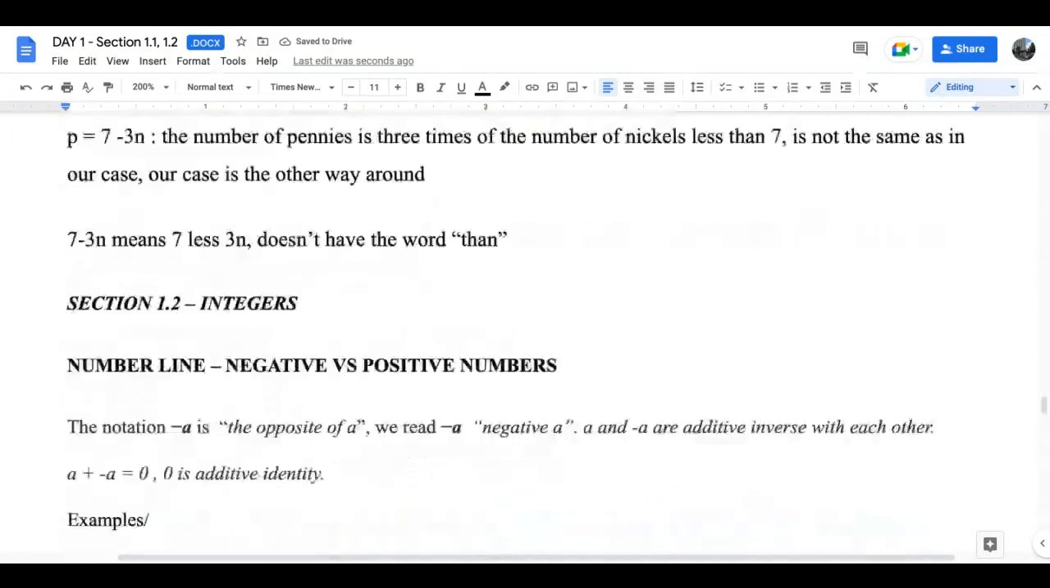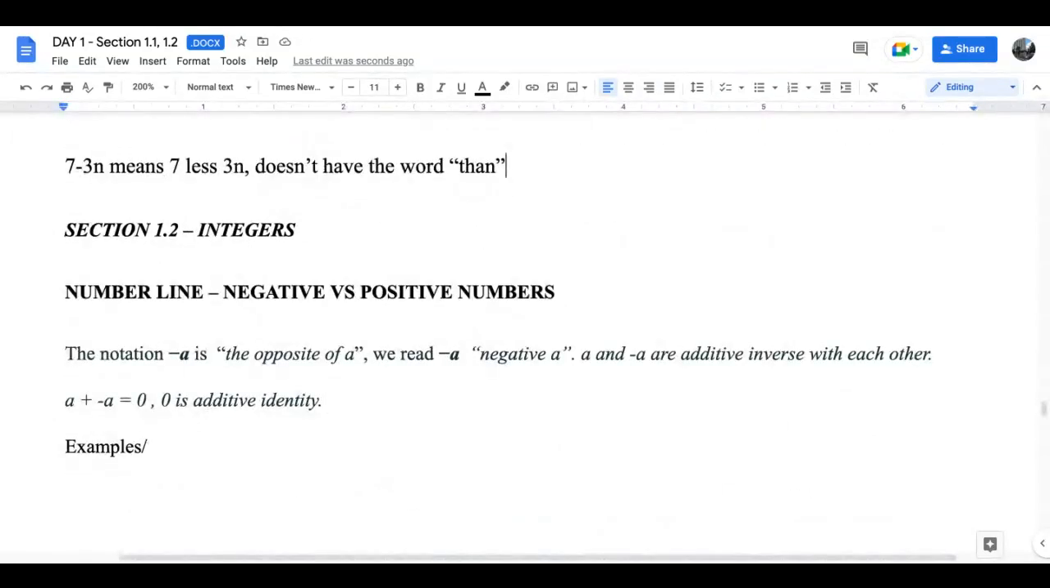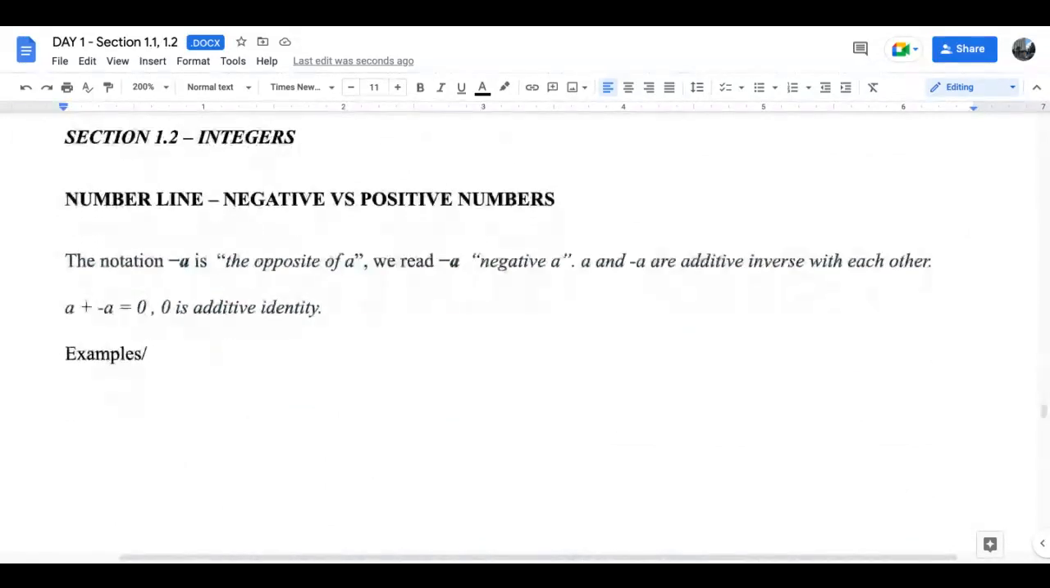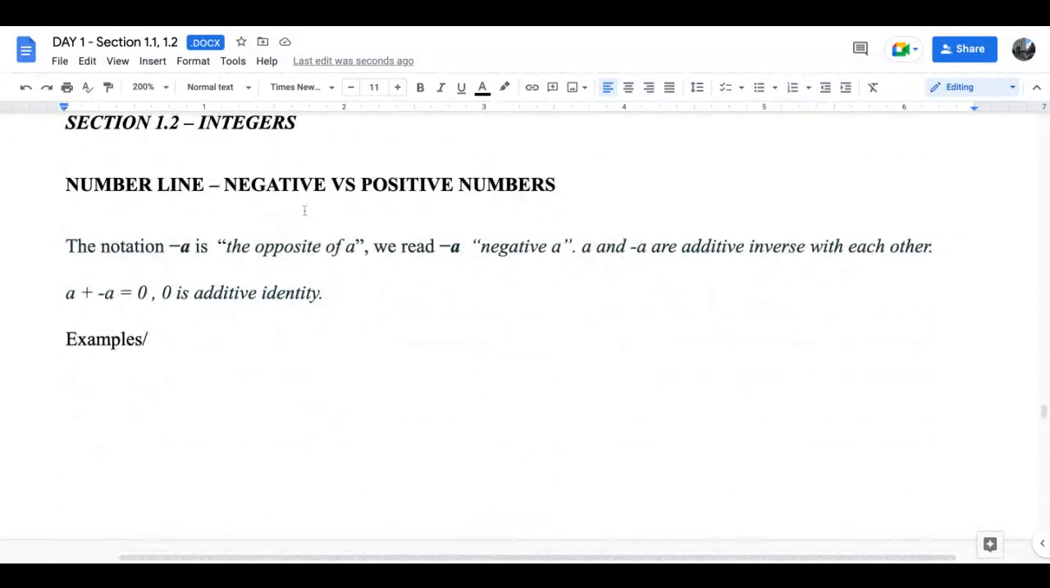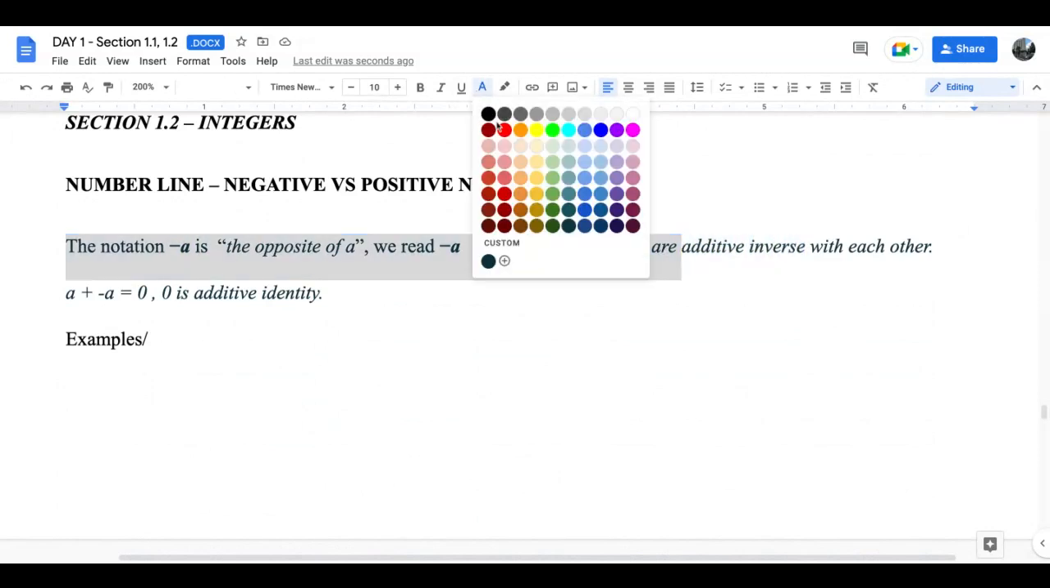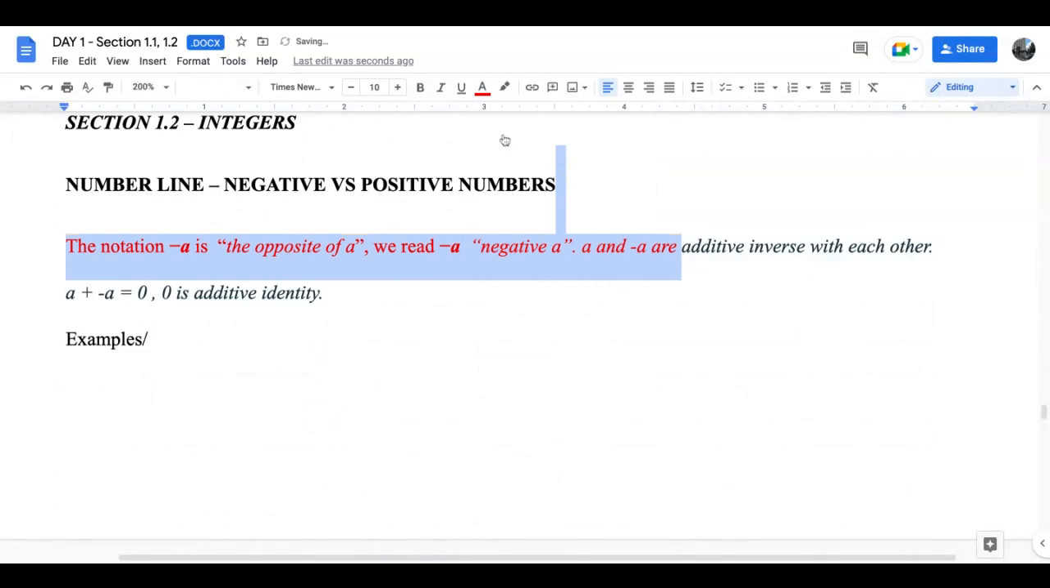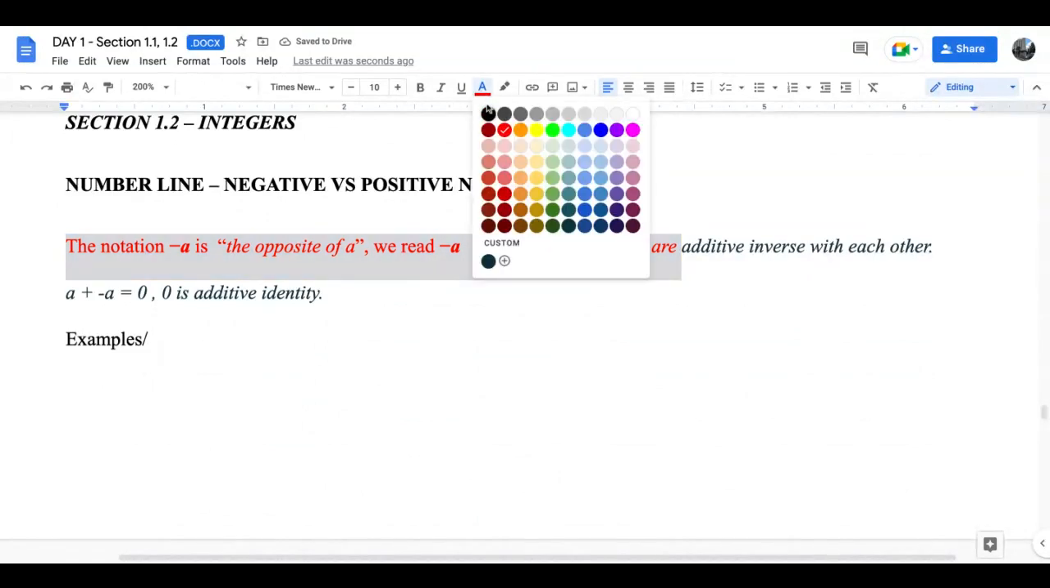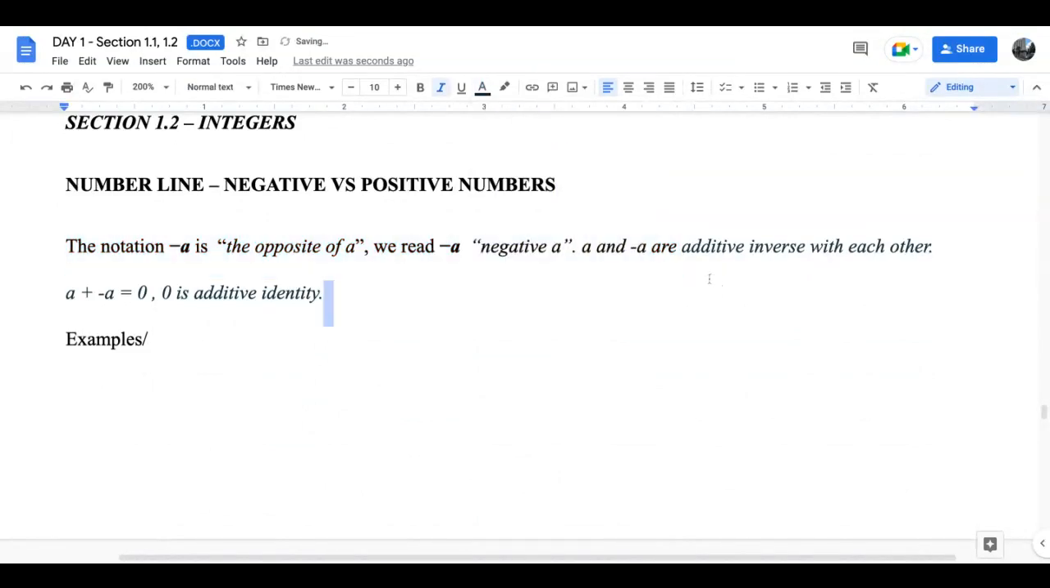So that's 1.1, about some terms about algebra. So 1.2 talks about integers. So integers, negative versus positive numbers, right? We use negative A as the opposite of A, or better yet, we call it additive inverse. Okay, so A and negative A are additive inverse of each other.